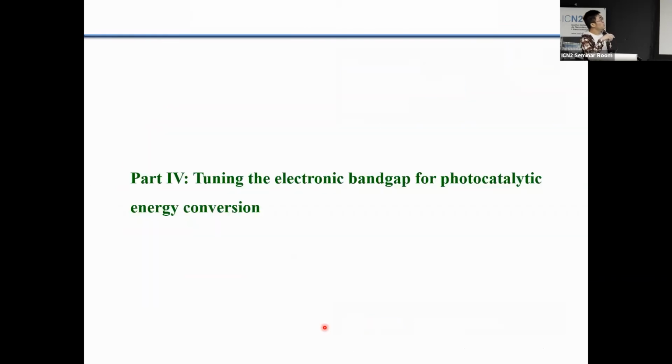And this work is collaborative with Jordi and Xu. It's graphene for photocatalytic energy conversion.